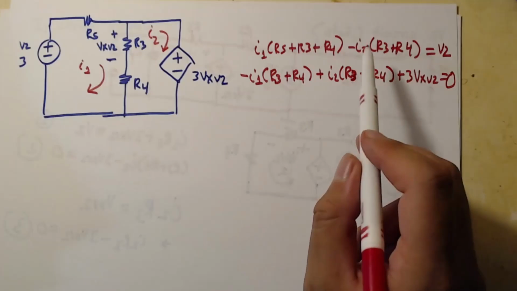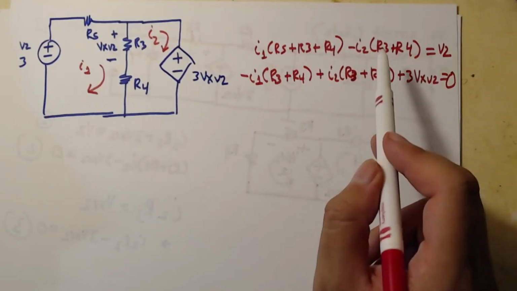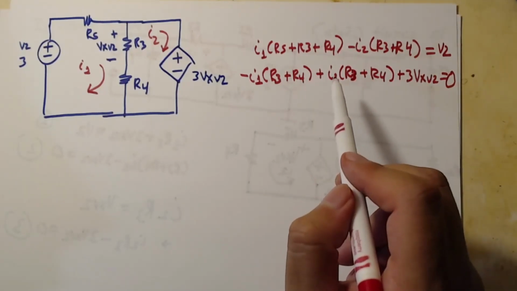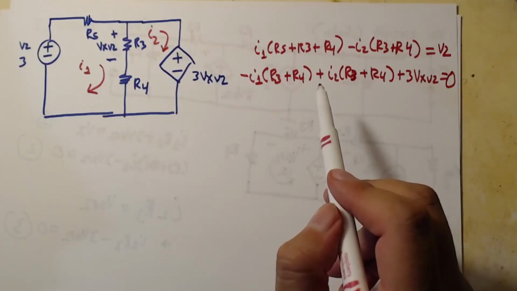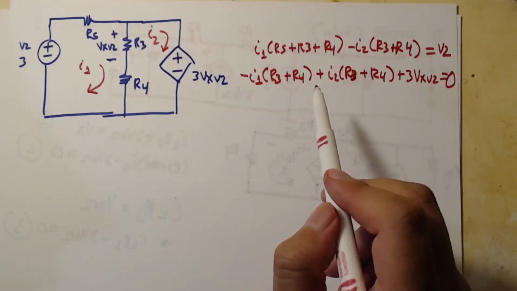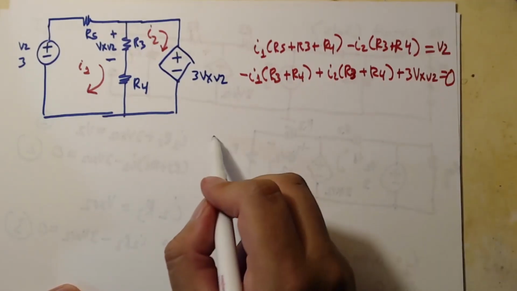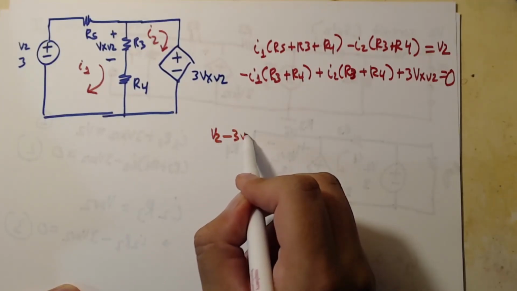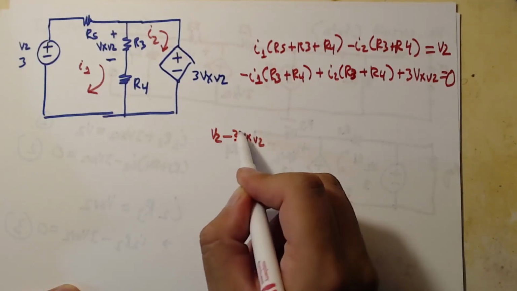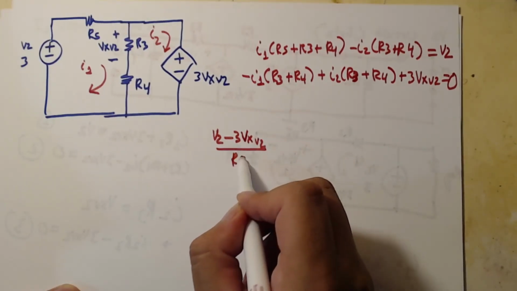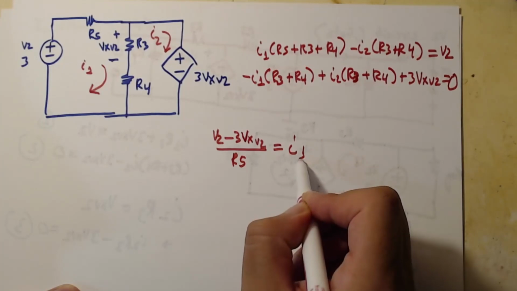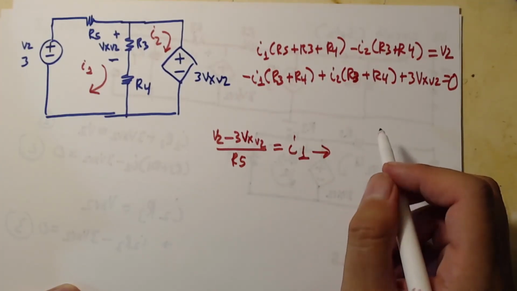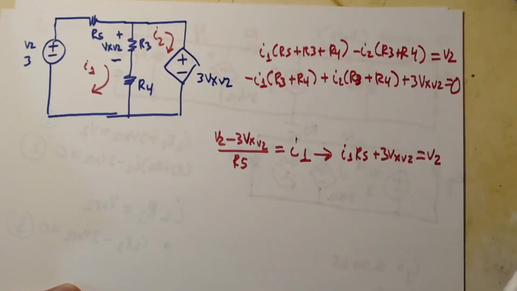I1 and I2. What I did is this here is the first mesh equation, and this here is the second mesh equation. To find the third equation for our third unknown, we know that V2 minus 3 Vx V2, divided by R5, is equal to I1. That gives us this relationship. So here's our third equation: 3 equations, 3 unknowns.